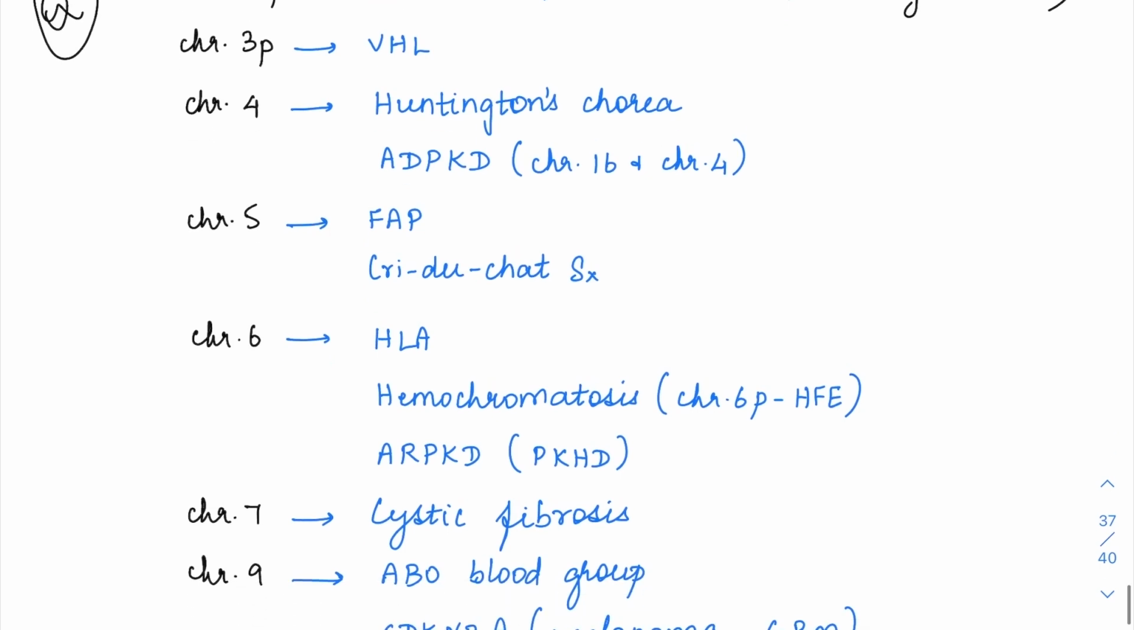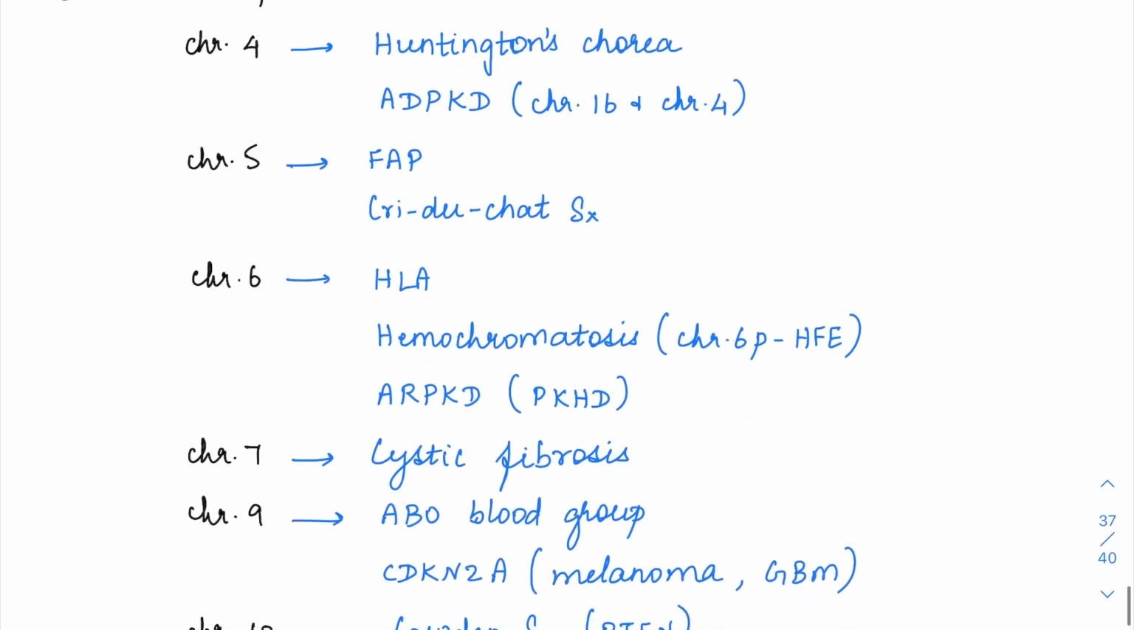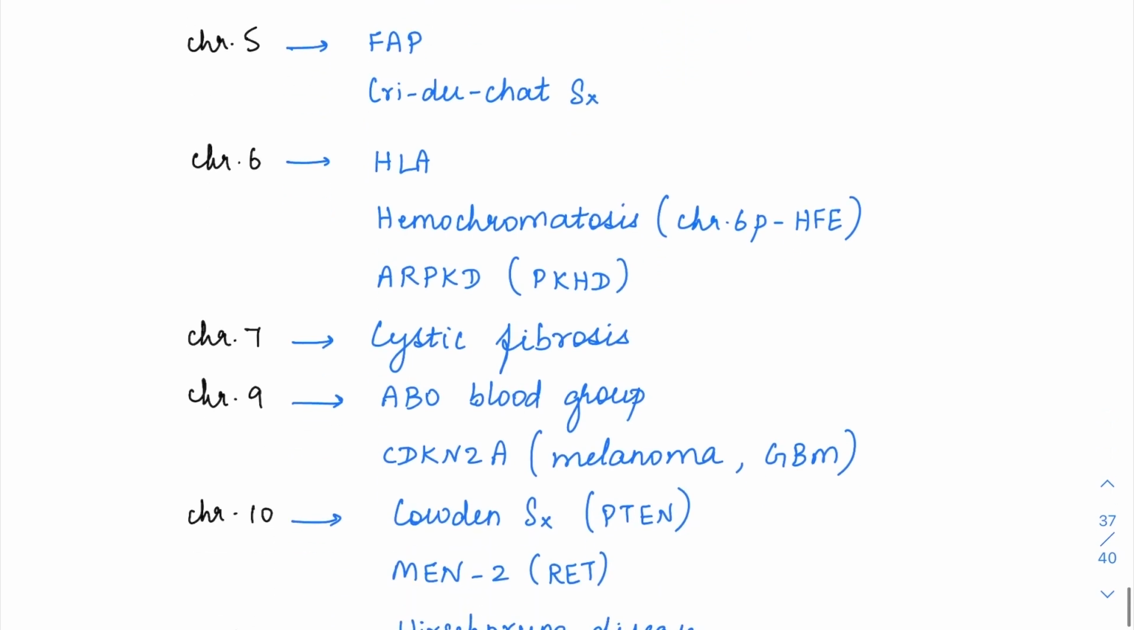Then chromosome 4 was Huntington gene present, which is mutated in the trinucleotide repeat mutation seen in Huntington's chorea, and chromosome 4 is also involved in adult autosomal dominant PCKD, polycystic kidney disease. So both chromosome 16 and 4 are involved in the ADPKD. Okay. So chromosome 5 for FAP, familial adenomatous polyposis. So APC gene was there, right? So APC is the gene and the FAP is the syndrome.